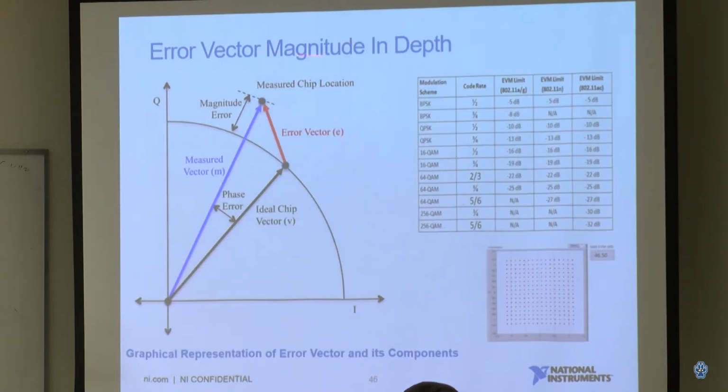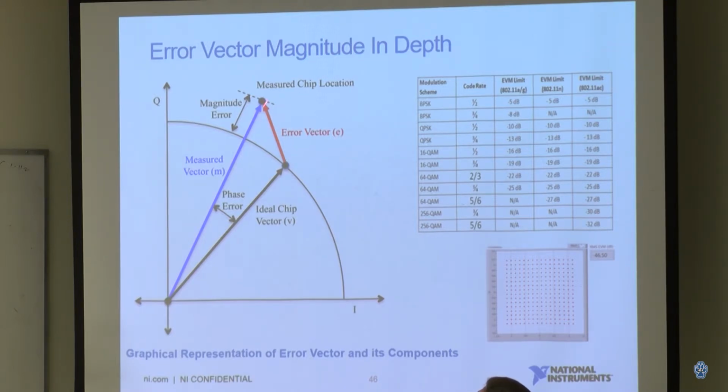So back to the EVM. How is the EVM calculated? Remember in the constellation diagram, each dot represents a symbol, and in the ideal case you know its exact location, right? Because you know your magnitude, you know your phase. However, when you transmit or receive the signal, the actual dot is not located here. When you measure it, the dot is probably located here. So there's some error between your real IQ signal and your measured IQ signal.